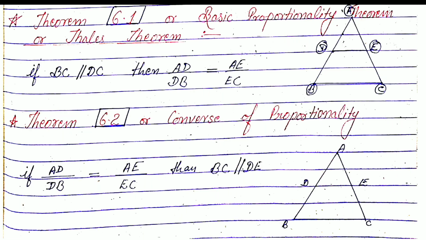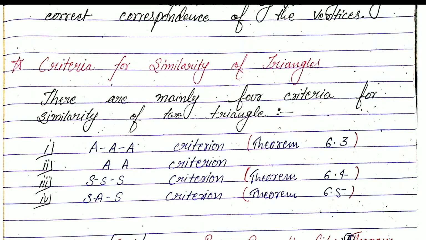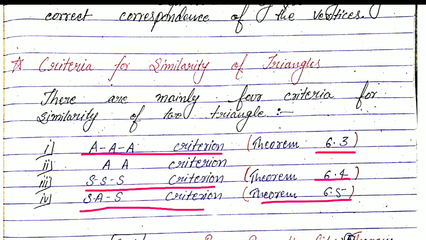Okay, if DE is parallel to BC, then AD divided by BD equals AE divided by EC. Let's see theorem 6.2, that is the converse of proportionality. If AD by BD is equal to AE by EC, then DE will be parallel to BC. Let's see the next theorem, that is 6.3, the AAA criterion. The next theorem is 6.4, the SSS criterion. The next is 6.5, the SAS criterion, that is side angle side criterion.